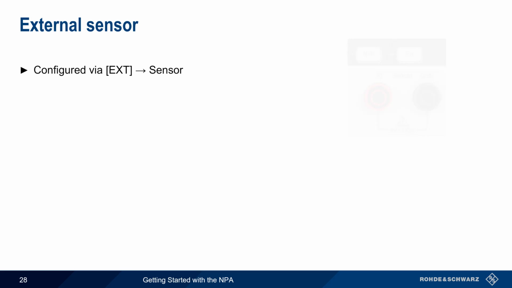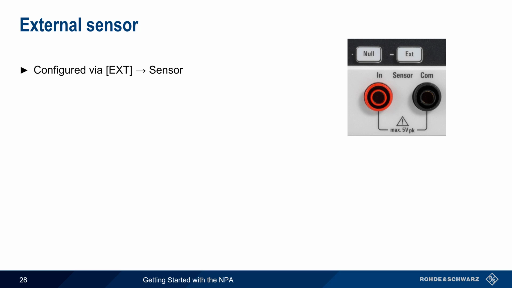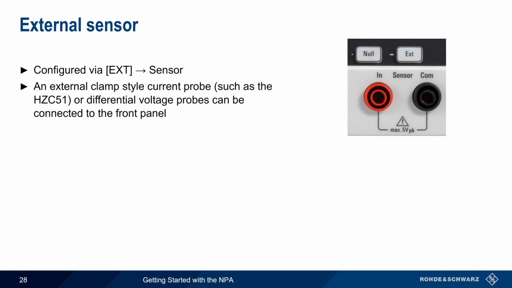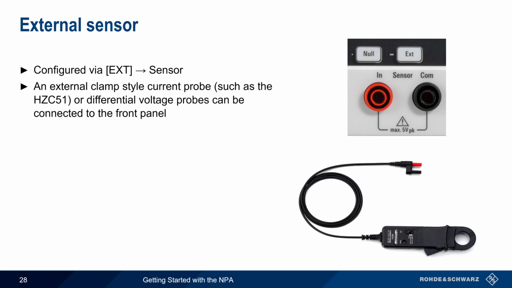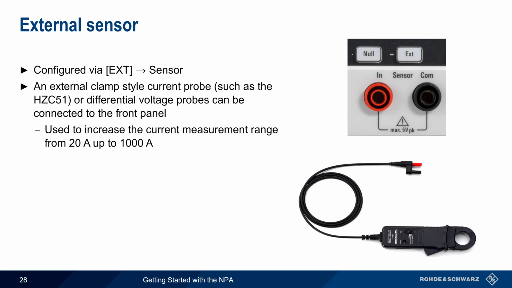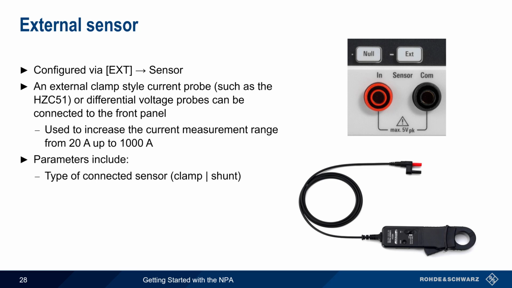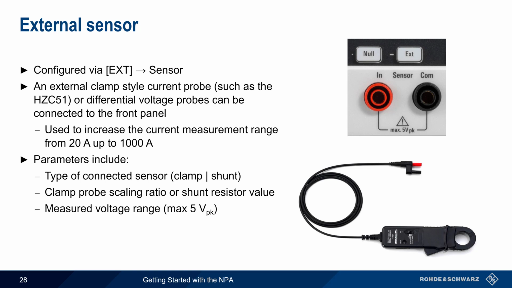The external hard key is also used to configure external sensors. An external clamp-style current probe or differential voltage probe can be connected to the sensor jacks on the front of the NPA. These probes can be used to extend the current measurement range from 20 amps up to 1000 amps. Configuration parameters for external sensors include the type of sensor, the clamp probe scaling value or shunt resistor value, and the voltage range at the sensor jack input.